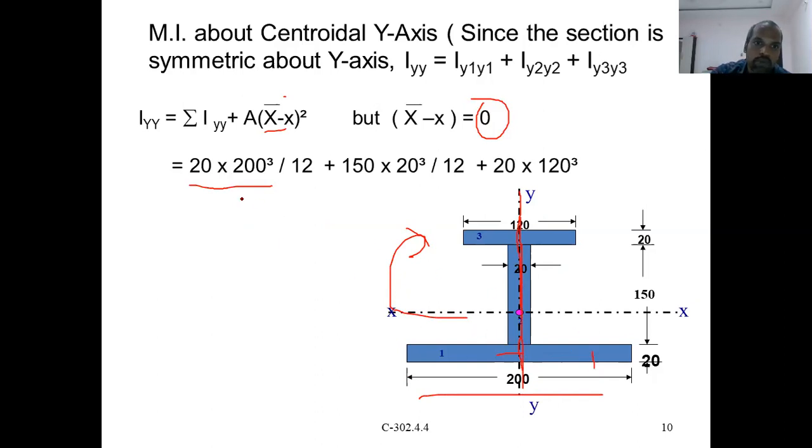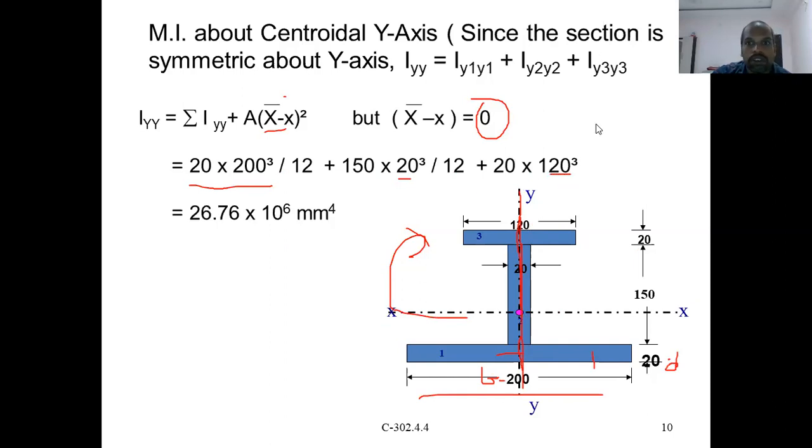So db cube by 12, we can say that it is db cube. For this figure it is b, and this one is d, right? Previously about this axis this was b and this was d, right? About the other axis the b and d will also be the same, but the moment of inertia becomes db cube by 12, not bd cube, it is db cube by 12. That's why it is 20 into 200 cube by 12. Similarly this one is 150 into 20 cube by 12, and this one is 20 into 120 cube by 12.